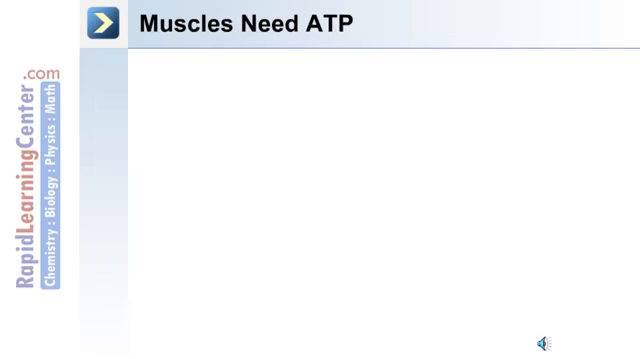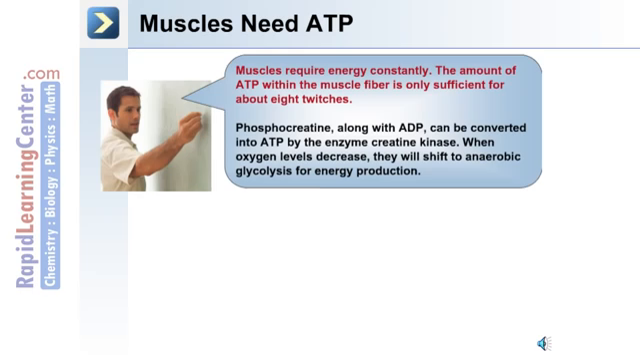Muscles need ATP. Muscles require energy constantly. The amount of ATP within the muscle fiber is only sufficient for about 8 twitches. Phosphocreatine, along with ADP, can be converted into ATP by the enzyme creatine kinase. When oxygen levels decrease, they will shift to anaerobic glycolysis for energy production.